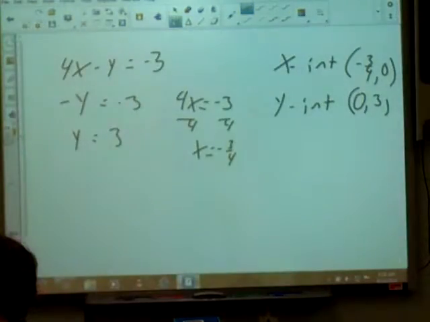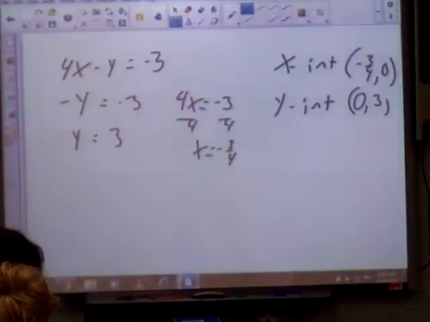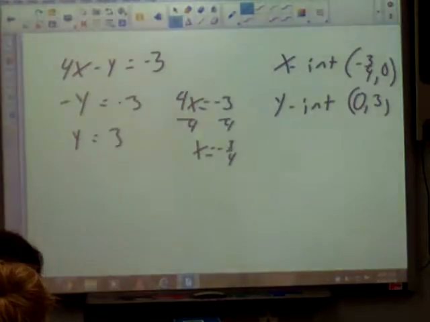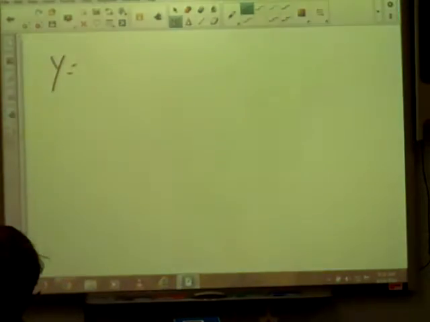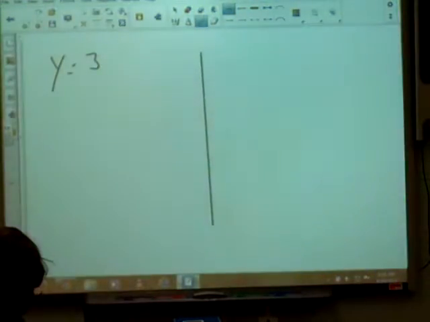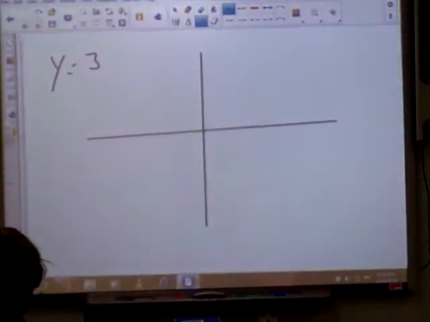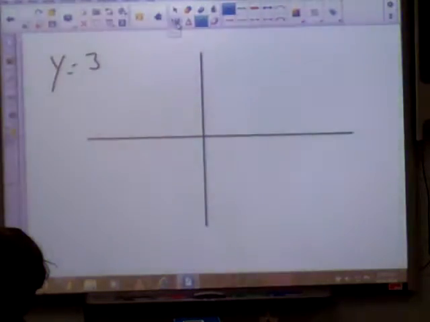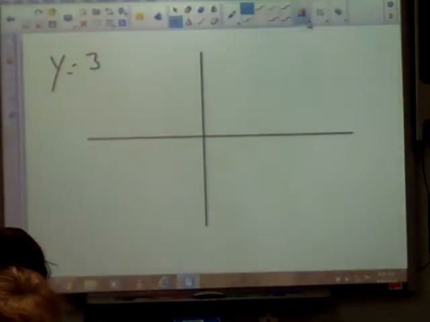All right, now special kinds of lines. Those are all just normal, everyday diagonal lines that have a slope. What if we saw something that said y equals 3 and we were told to graph that? A horizontal line. Blake is correct.